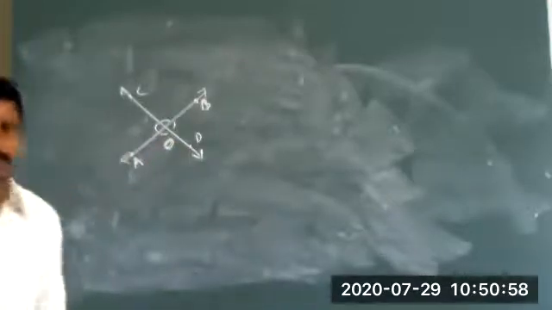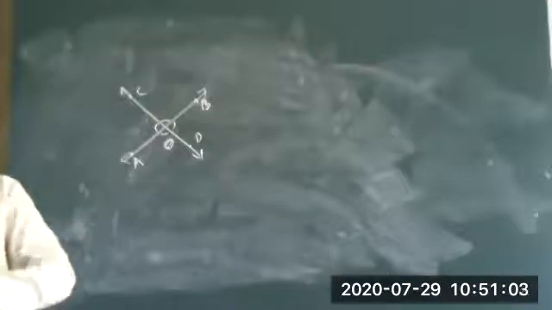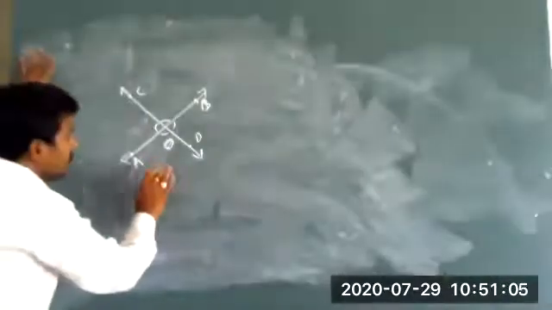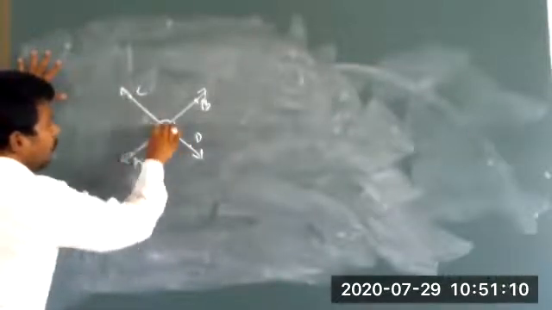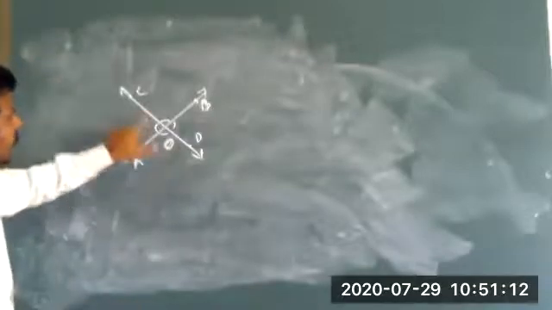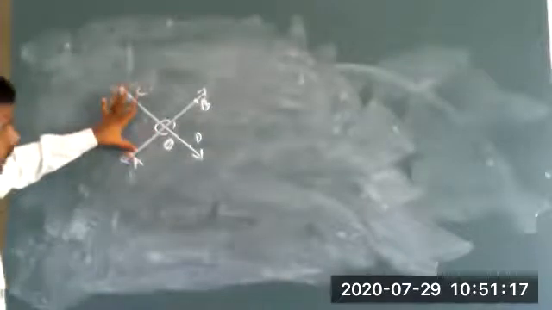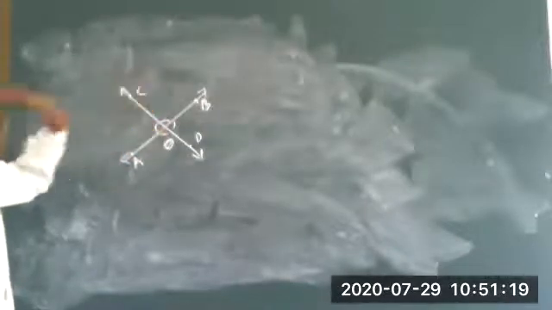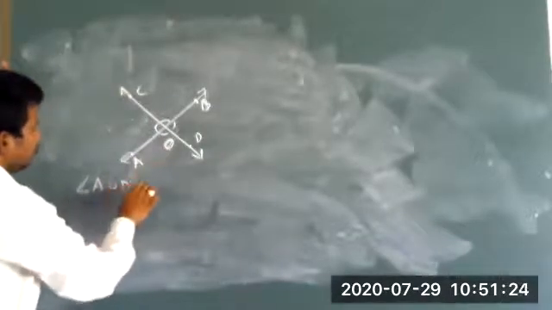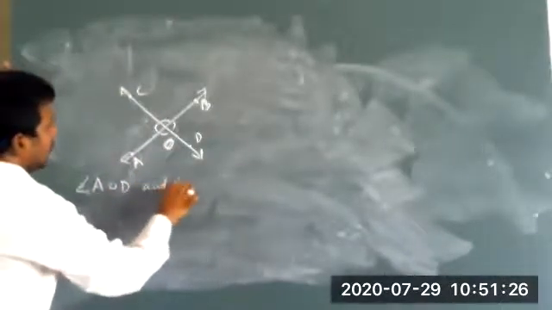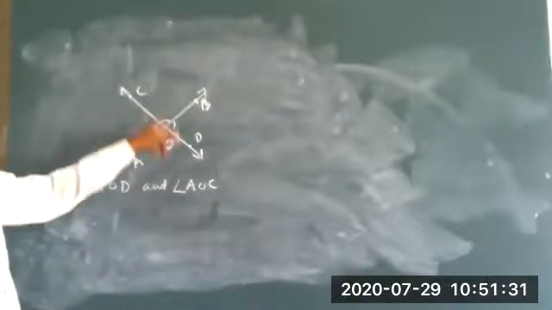What about adjacent angles, children? The angles having a common vertex and common arm. Here, angle AOC and AOD. What is the common arm? OA. What is the common vertex? O. So angle AOD and angle AOC are adjacent angles.